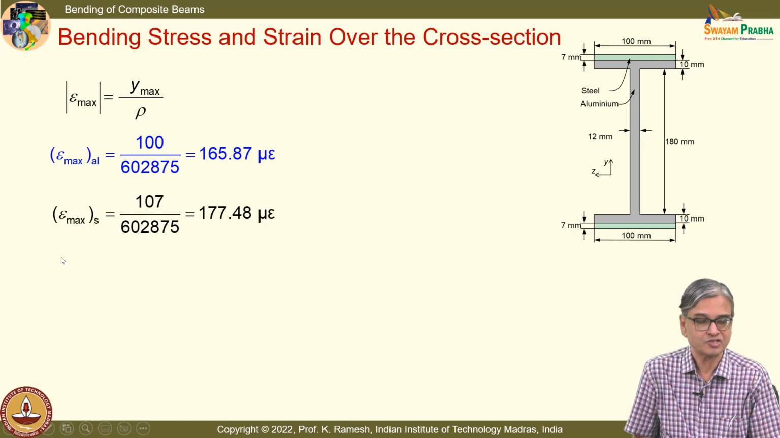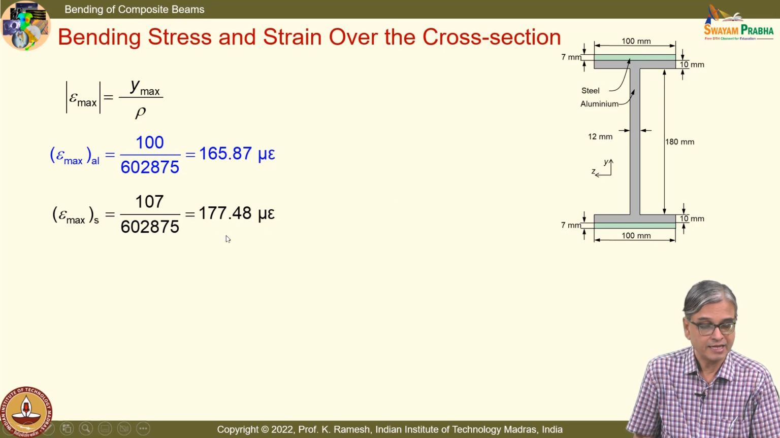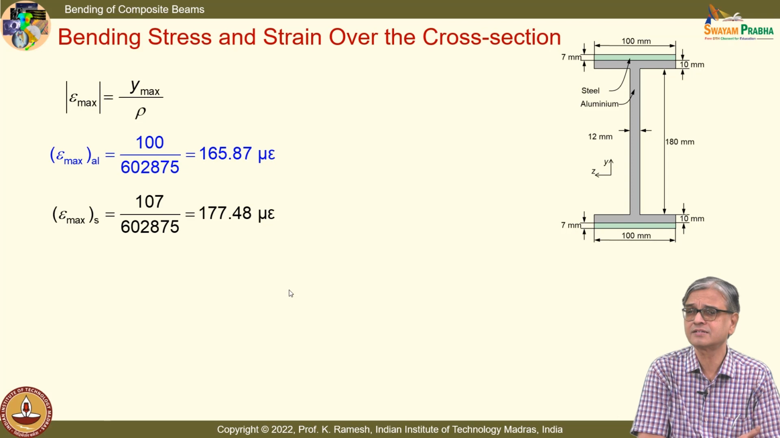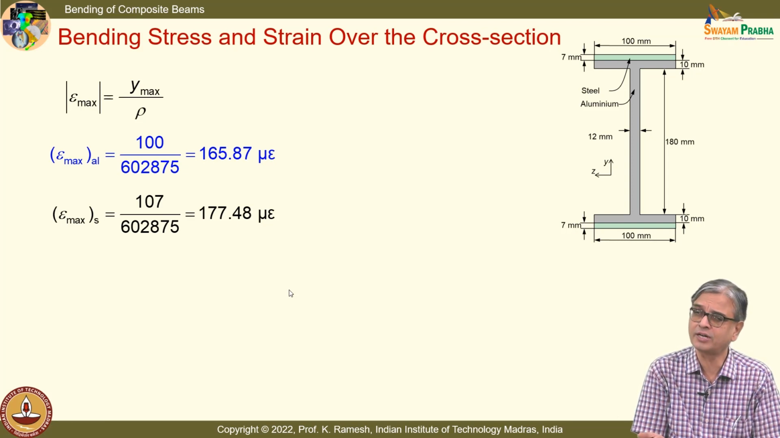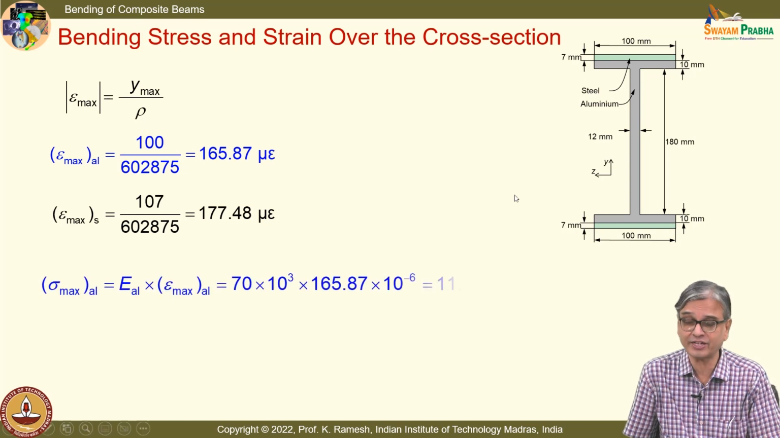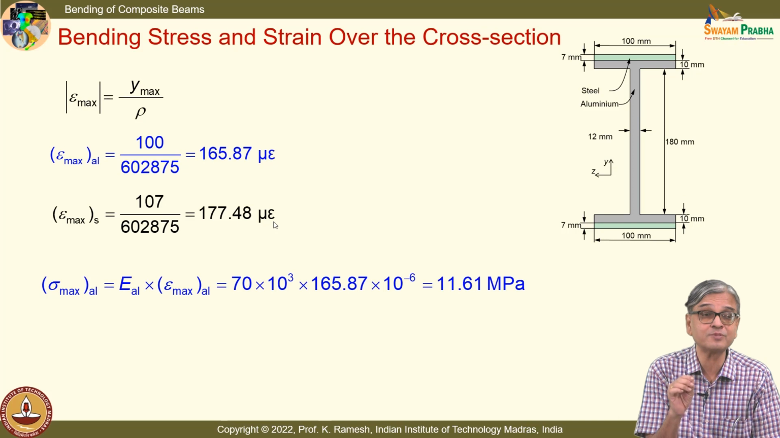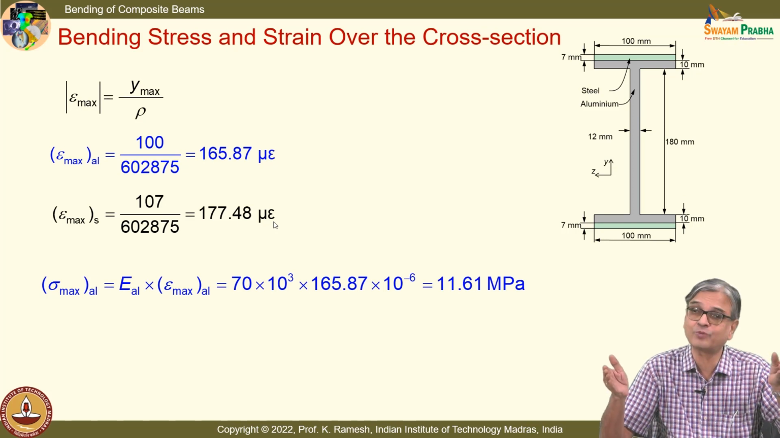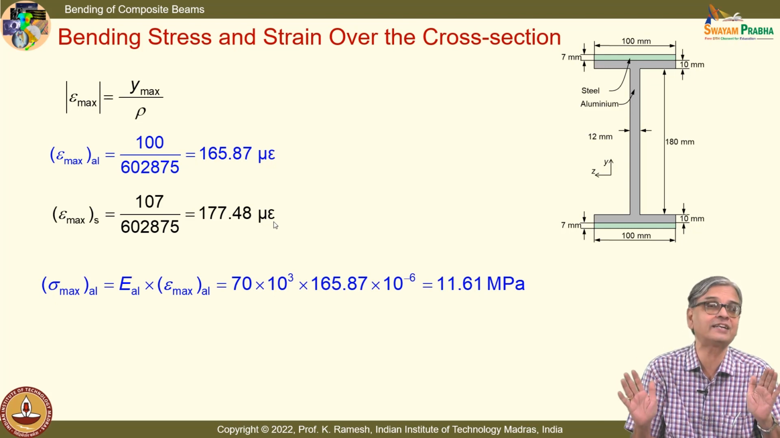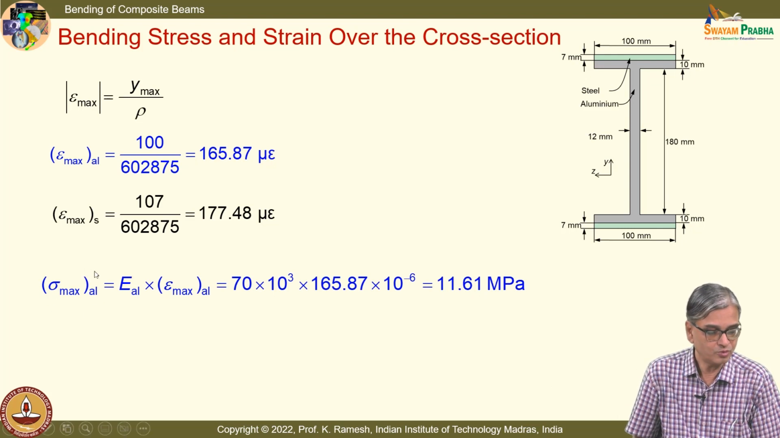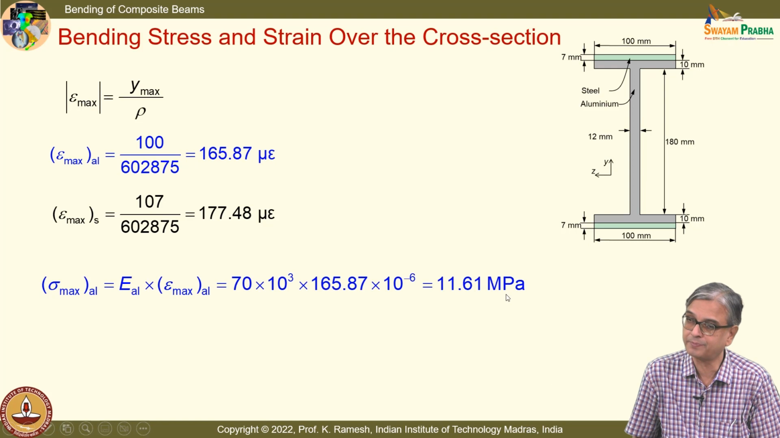So, I have similarly the strain on the steel, because it is away by 7 millimeter extra, and it is 177.48 micro strain. I can also calculate the stresses. How do I calculate the stresses? You have the flexure formula, simply multiplied by the Young's modulus. Obviously, the Young's modulus of steel and aluminum are quite different. So, you will definitely have a discontinuity at the interface from the stress point of view, which is acceptable. You cannot have a discontinuity from the strain point of view. If the beam as a whole has to bend as one unit, the strain variation has to be identical in both the materials. And when you do the calculation for stress in aluminum, this is coming out to be 11.61 MPa.